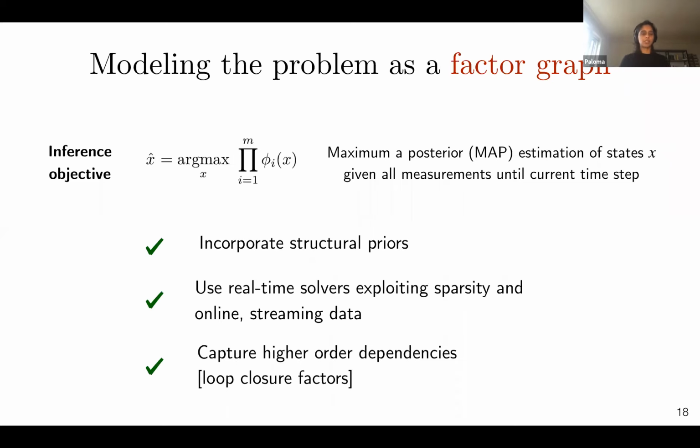So we now have this factor graph framework that lets us incorporate structural priors, do real-time inference, and also capture higher order dependencies in the graph in the form of loop closure factors that we looked at briefly earlier. And with this framework, let's go into the three principal challenges that we propose to address in this thesis.